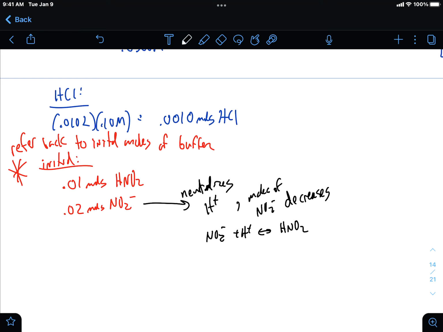All right, let me ask you a second question. The HCl, the H plus that we add, after it's neutralized by NO2 minus, right here, HNO2 is made, right? So doesn't our moles of HNO2 increase?